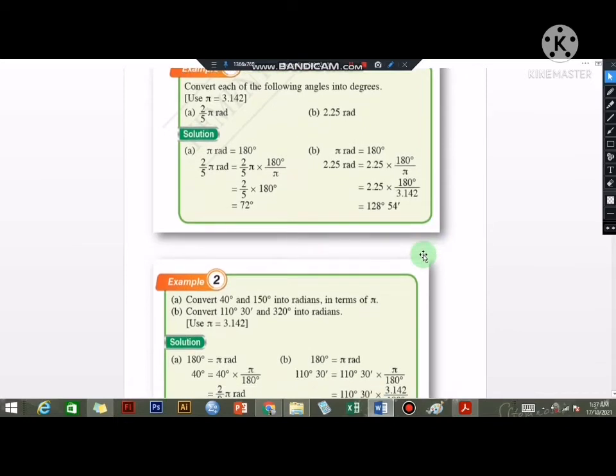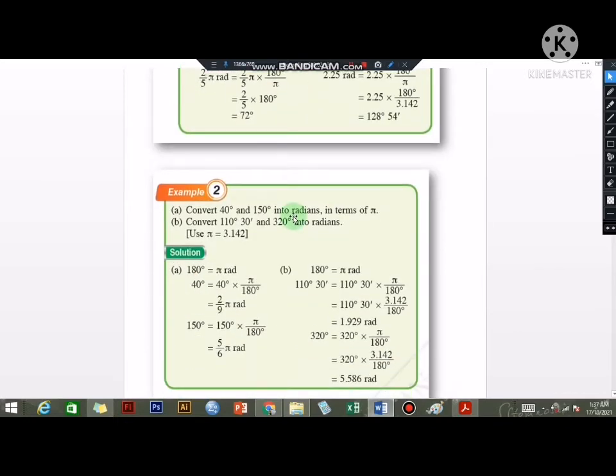Let's look at the next one, example 2. For example, convert 40 degree and 150 degree into radian in terms of pi. So let's look at it. The first thing that you need to do is 40 degree first. Convert 40 degree into radian in terms of pi.